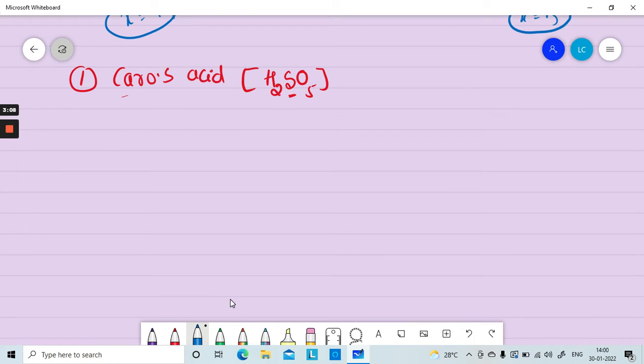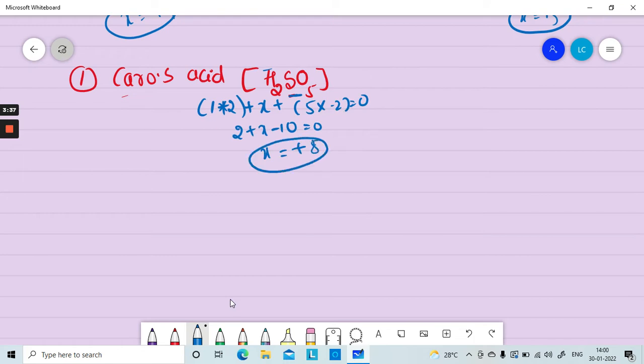As we discussed, hydrogen has plus 1, so for 2 hydrogens we have plus 2. We are determining the oxidation state of sulfur, that's why I will put it as X. And we have 5 oxygens with minus 2 each, that is equal to 0. So 2 into 1, 2 plus X minus 10, how much will you get? Plus 8. So the oxidation state of sulfur in Caro's acid is plus 8. That is absolutely wrong. When you go with the manual or conventional calculation, you will get the wrong answer. So this is our exceptional case.